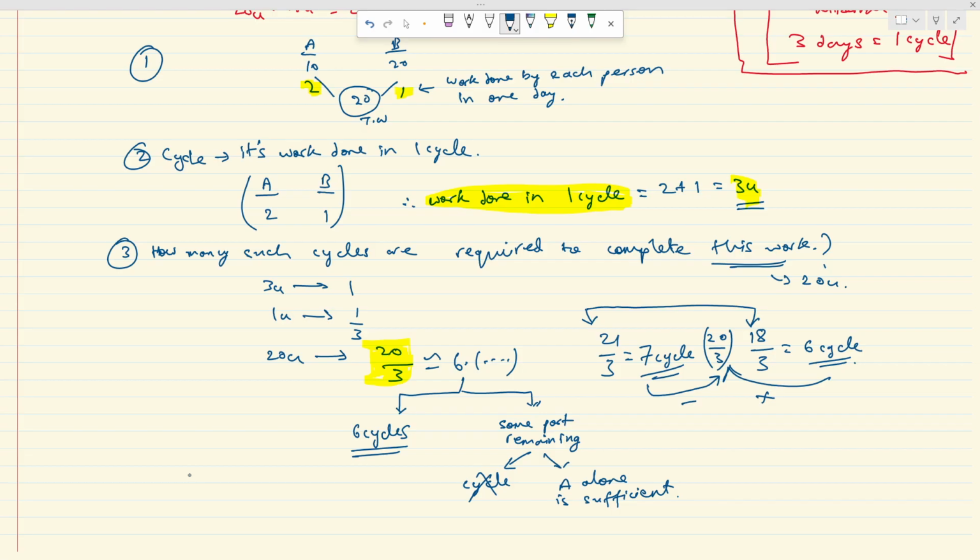अगेन सिंपल यूनिटरी मेथड, एक साइकिल में 3 यूनिट काम होता है, तो 6 साइकिल में 3 इंटू 6, 18 units work has been completed in 6 cycles. 18 units work has been completed.